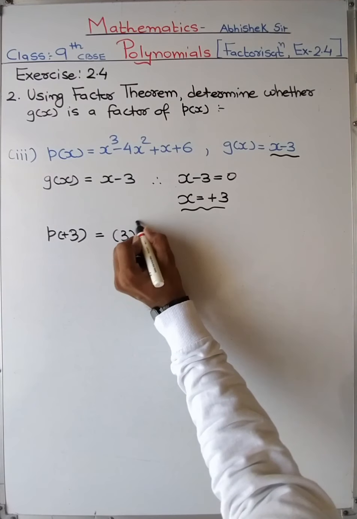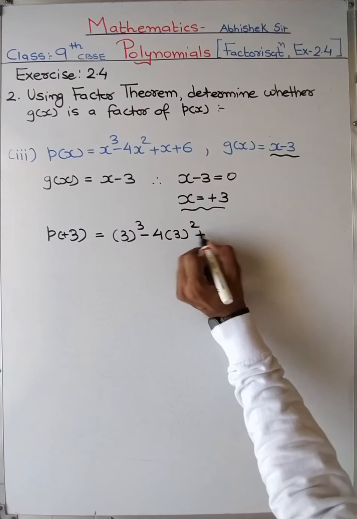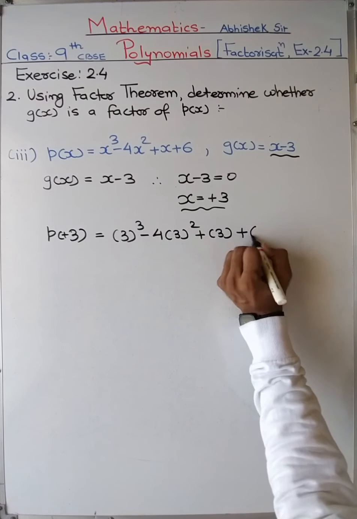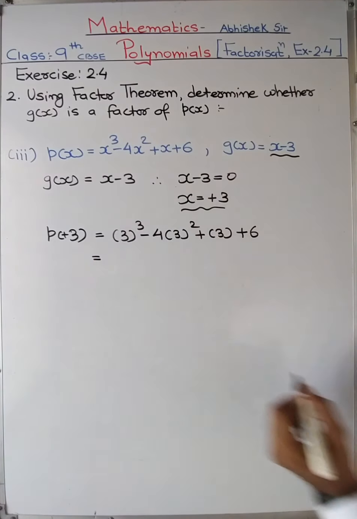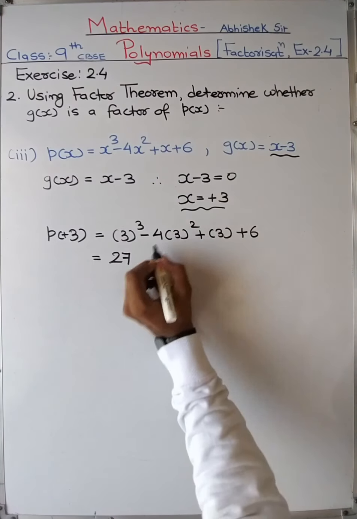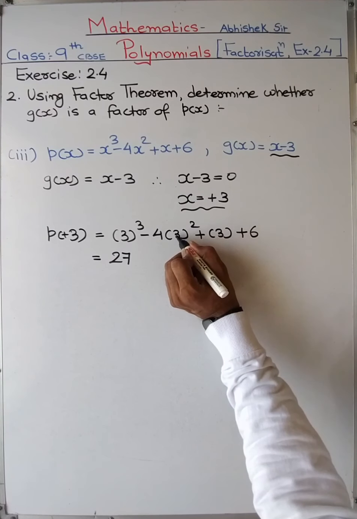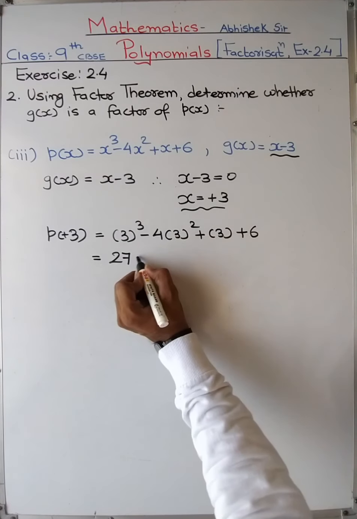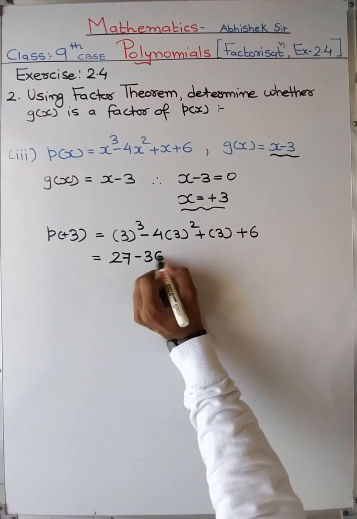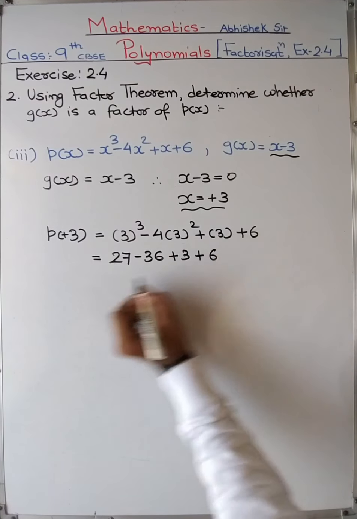Here we have 3 cube minus 4 into 3 square plus 3 plus 6. So what is 3 cube? 3 3s are 9, 9 3s are 27. So here we have 27 minus 4 into 3 square. What is 3 square? 9. Okay, and 9 4s are 36. Plus 3 plus 6 will be repeated.